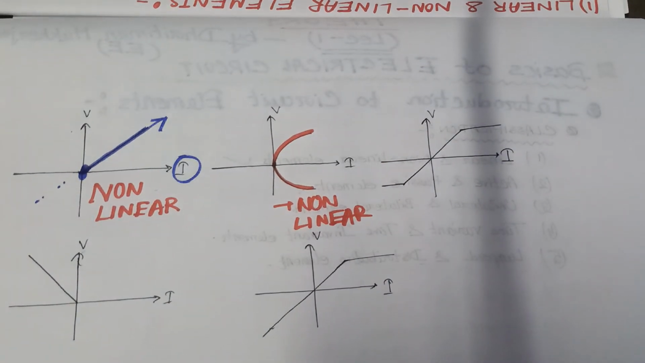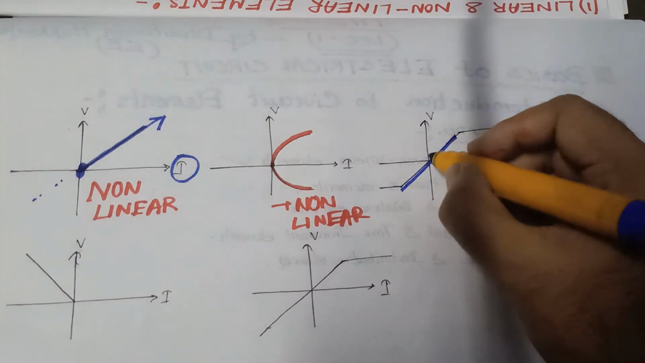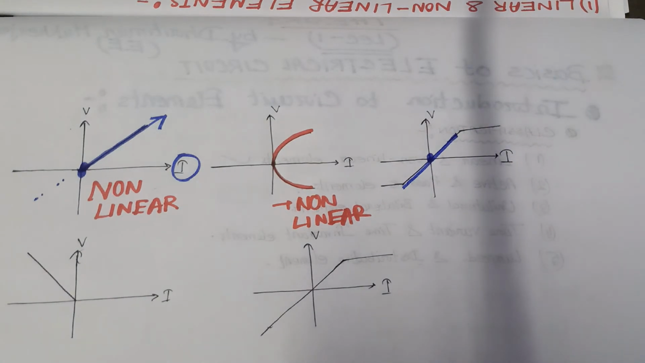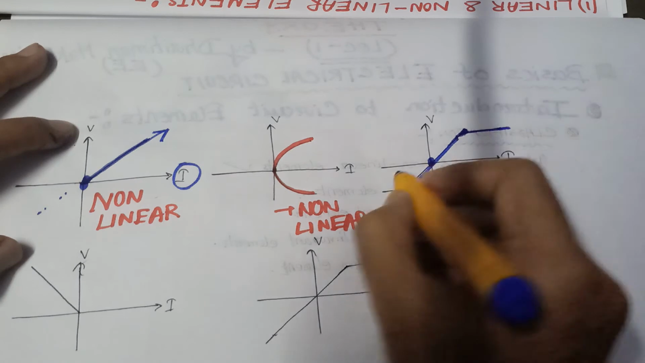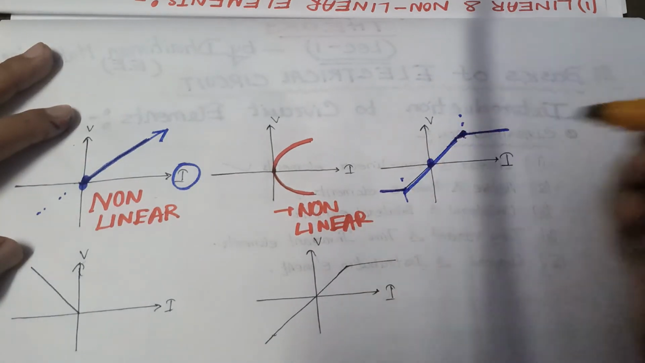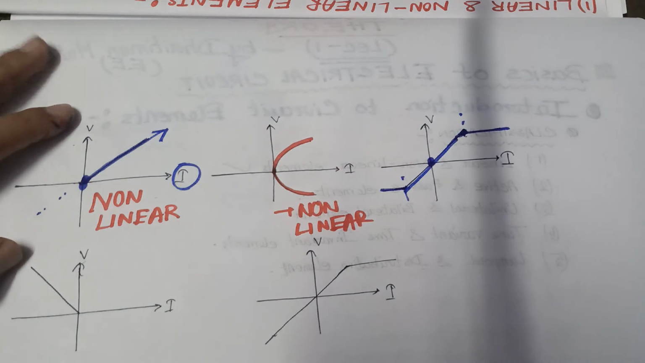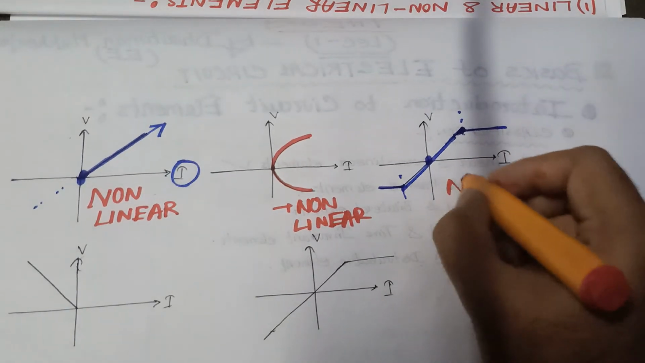Next, the third example, this one is very important. See, condition 1, it should follow only one equation of straight line. Yes, it is following only one equation of straight line. It is passing through origin, so condition 1 and condition 2 are satisfied, but it should follow the equation of straight line for all time. See, after reaching this point, this curve is saturated. So it is not following the equation of straight line for all time. So again it is non-linear, because condition 1 and condition 2 are satisfied, but condition 3 is violated. So this is non-linear.